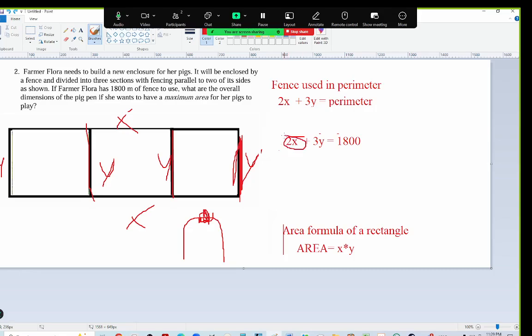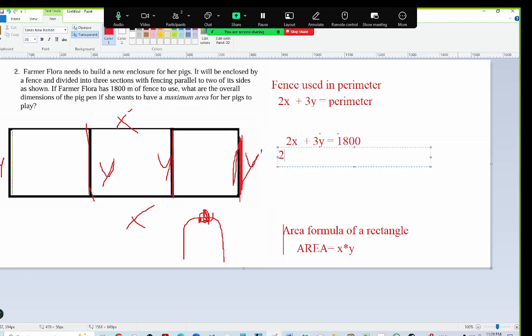How do I get rid of something that's being added to it? What's the opposite of addition? Subtraction. So how do I get rid of 2x? You subtract 2x. Invisibly, there's a big positive in front of 2x, which means 3y is being added to it. If there was a negative here, you'd have to add 2x, but there's not. So I have to subtract 2x to get rid of it. 2x minus 2x plus 3y. If I do that, I have to do it on the other side too. Okay? Good?